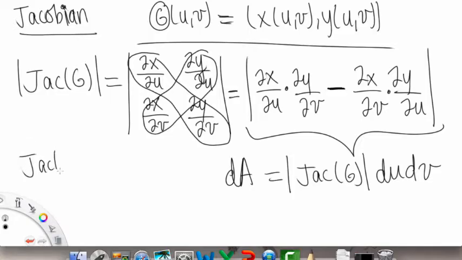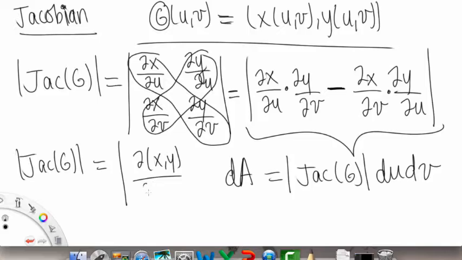And just a side note, the Jacobian is also abbreviated, you might see this as well. It's denoted by the partial of xy over the partial of uv. That's just another way of writing this. Those are just the same. Alright, so on the next one, I'll write out what our full formula would look like.